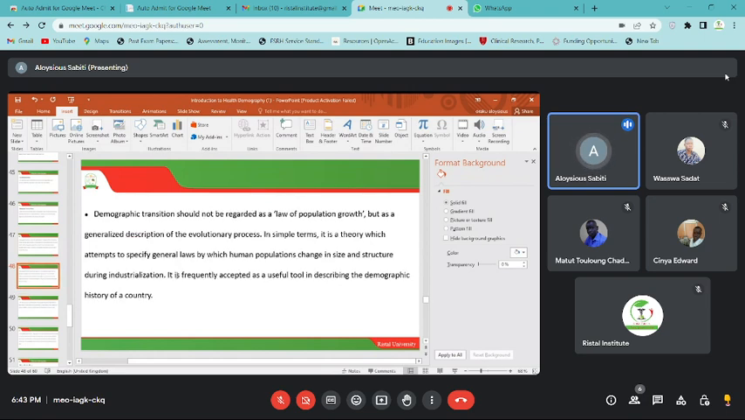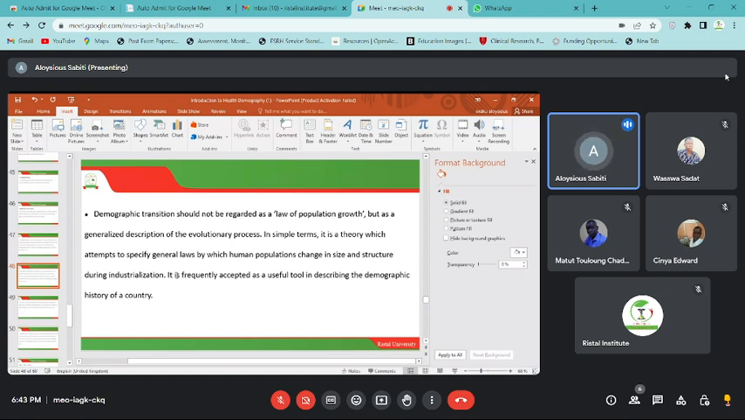So the demographic transition should not be regarded as a law of population growth. It is not that every country must, or is by law required to, follow that description of the population process that Notestein describes, but it is a generalized description of the evolutionary processes. It is just trying to describe how countries have population processes and how their evolution occurs.